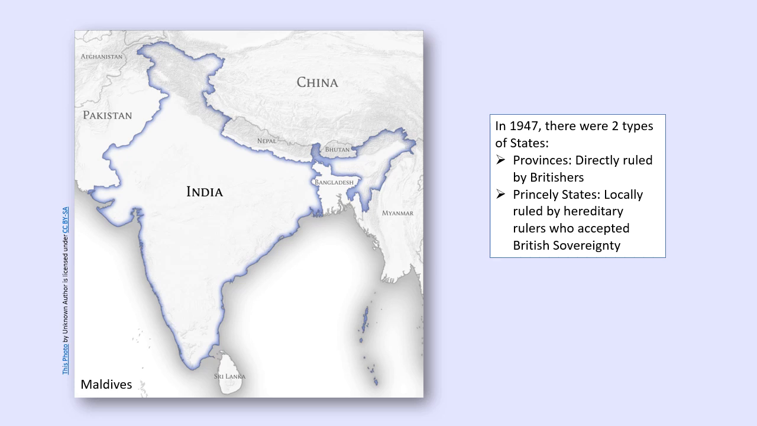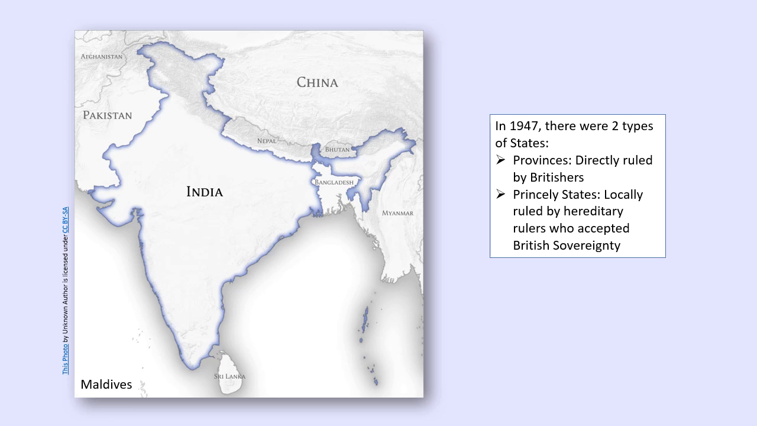The last topic: in 1947, there were two types of states in our country. They were the provinces and the princely states. Provinces were directly ruled by the Britishers through governors appointed by the viceroys, and princely states were locally ruled by hereditary rulers who accepted British sovereignty in return for local autonomy.